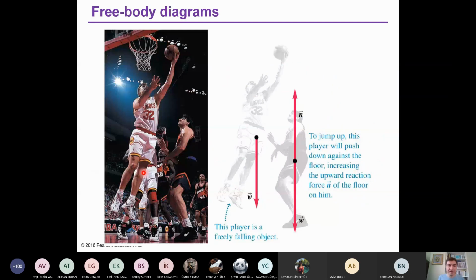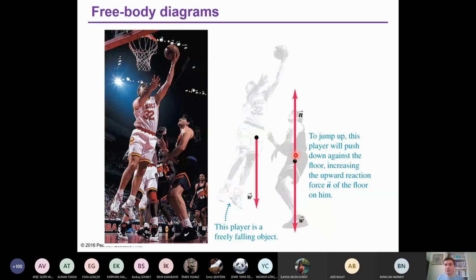Let me show you another free body diagram. Here we have two players, with white color on the left side and black color on the right side. So what about the free body diagram for this guy? This player is a freely falling object, and there is only the force due to gravity. This is the weight of the object. And for this guy on the right side, there is the weight of the guy and the normal force applied by the surface, right?